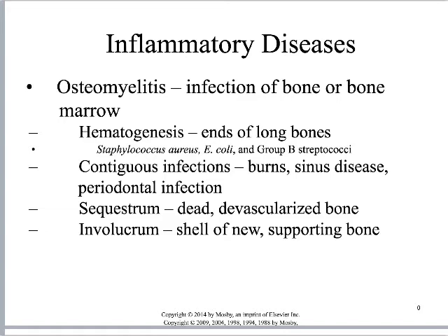We can have contiguous infections, which is a lot of times associated with burns or sinus diseases, or even periodontal infections. So these can get pretty bad pretty quick. When I think about periodontal infection, I think about working in a hospital that serves people who are under-resourced. A lot of people come in with tooth abscesses, and now they've got infectious spread to facial bones and things that get really nasty really quick, right? It just started out as a tooth infection, and now we've got infection all through the skull.